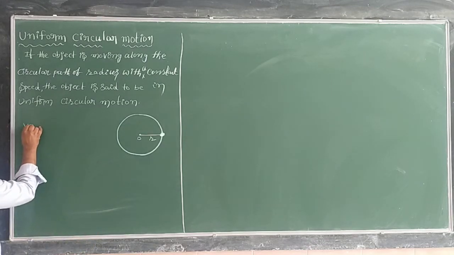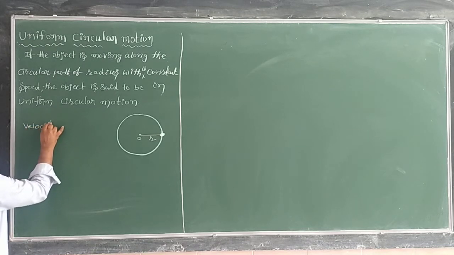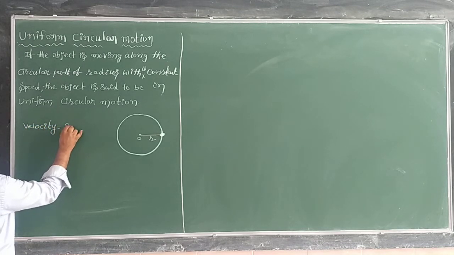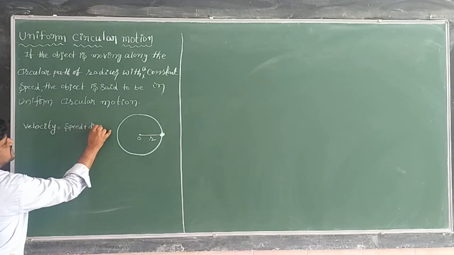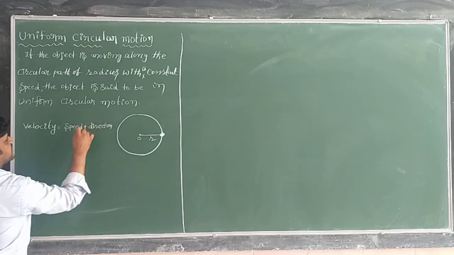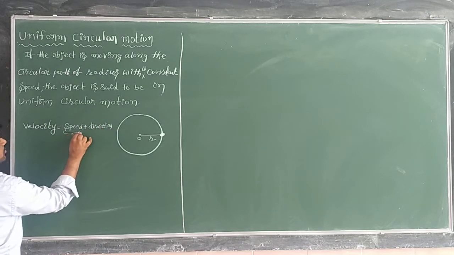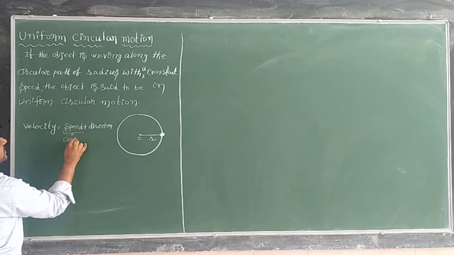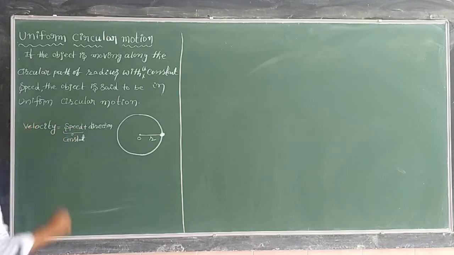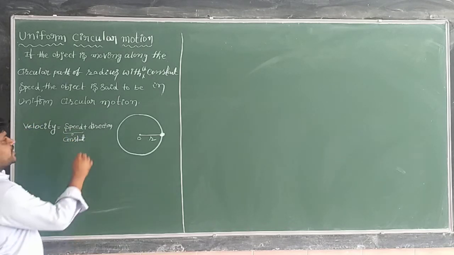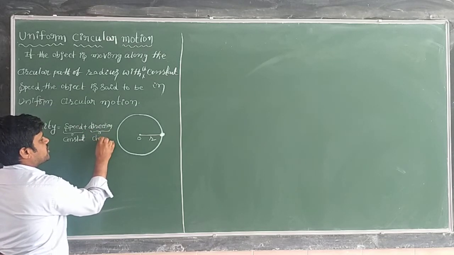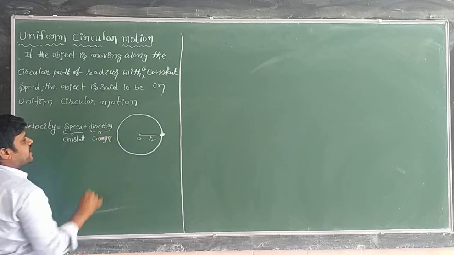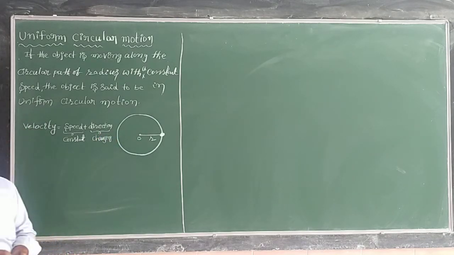Suppose you take the velocity of the object in uniform circular motion. Velocity is nothing but speed plus direction. Throughout the motion, speed is constant. Then what about the direction? Direction keeps on changing. That means the velocity direction in uniform circular motion keeps on changing.